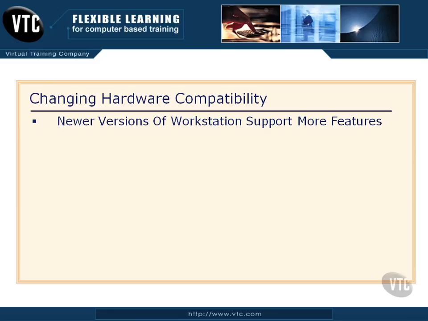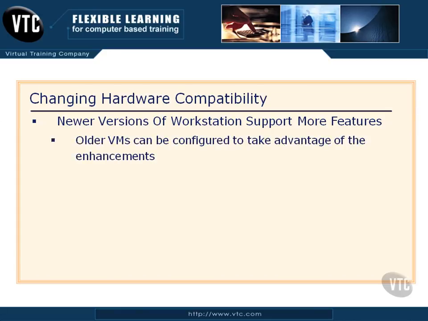Well, every time a new version of Workstation comes out, all the pointy heads at VMware figure out even more cool things that can be done with these virtual machines, and they expand how much memory they can use. They expand how many processor cores they can use, how many logical processors, all that sort of thing. And so with each later version of Workstation, we have higher hardware compatibility levels that allow our VMs to do more things.